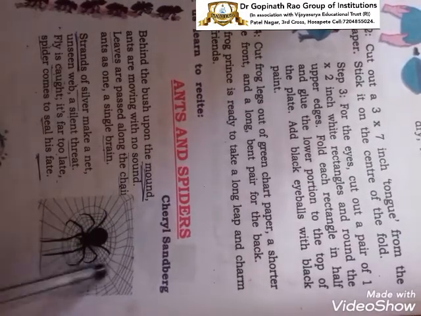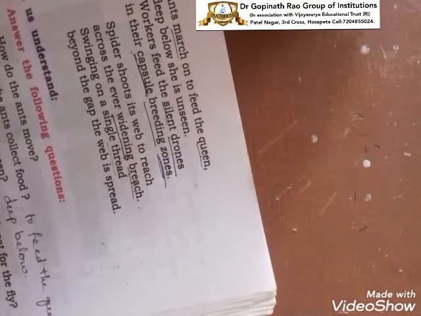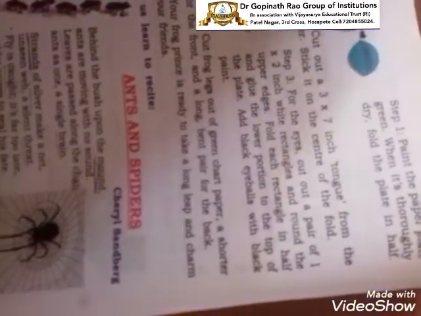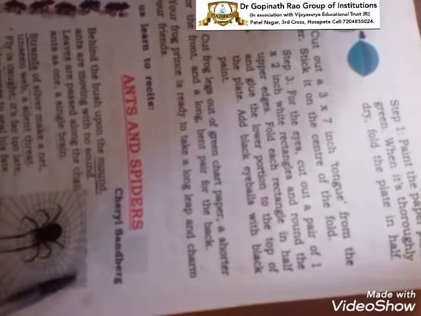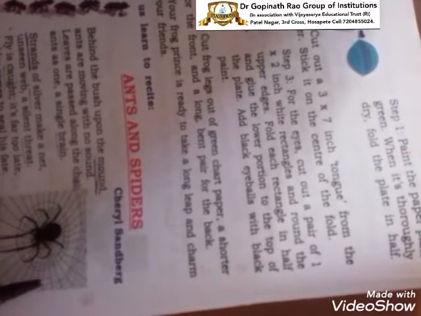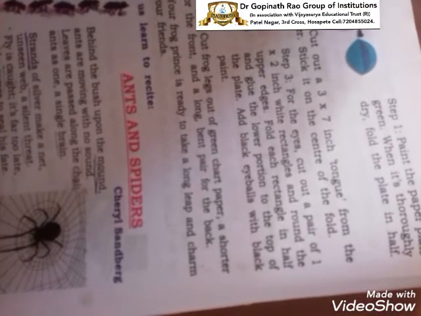So after it makes a big house, big web, it swings. It feels very happy. Beyond the gap, the web is spread. Now you can see here, beyond the gap. Now you can see here, first round it has done. Second round, third round, fourth round. It has done big rounds and here it made a web. House of spider is called web. Hope you all understood, children. Thank you, children.